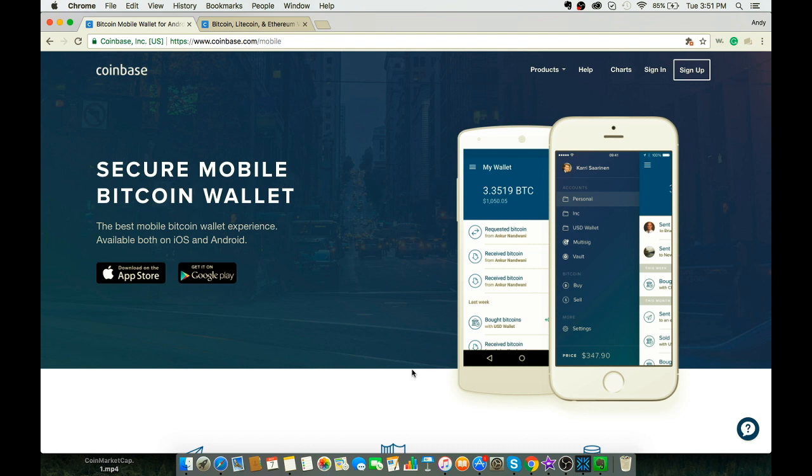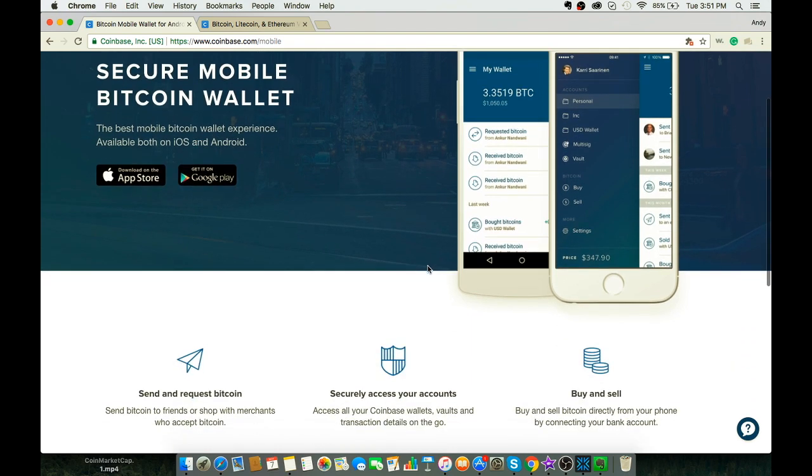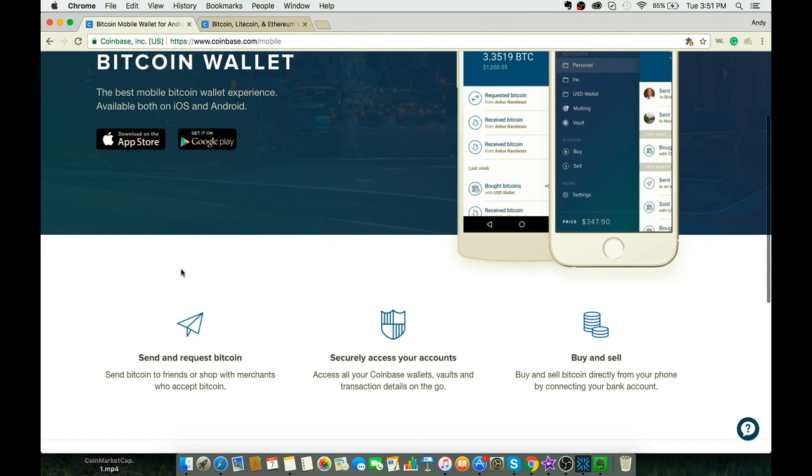They have a chart on there also, and I wouldn't use the chart for anything other than just glancing to see what the price is, but if I'm looking to check the prices on my phone real quick, whether I'm out and about away from my computer, I always just look over at Coinbase and I can see what the prices are for the day or that moment in time. Their mobile wallet, you can send and request Bitcoin, and you can securely access your accounts.